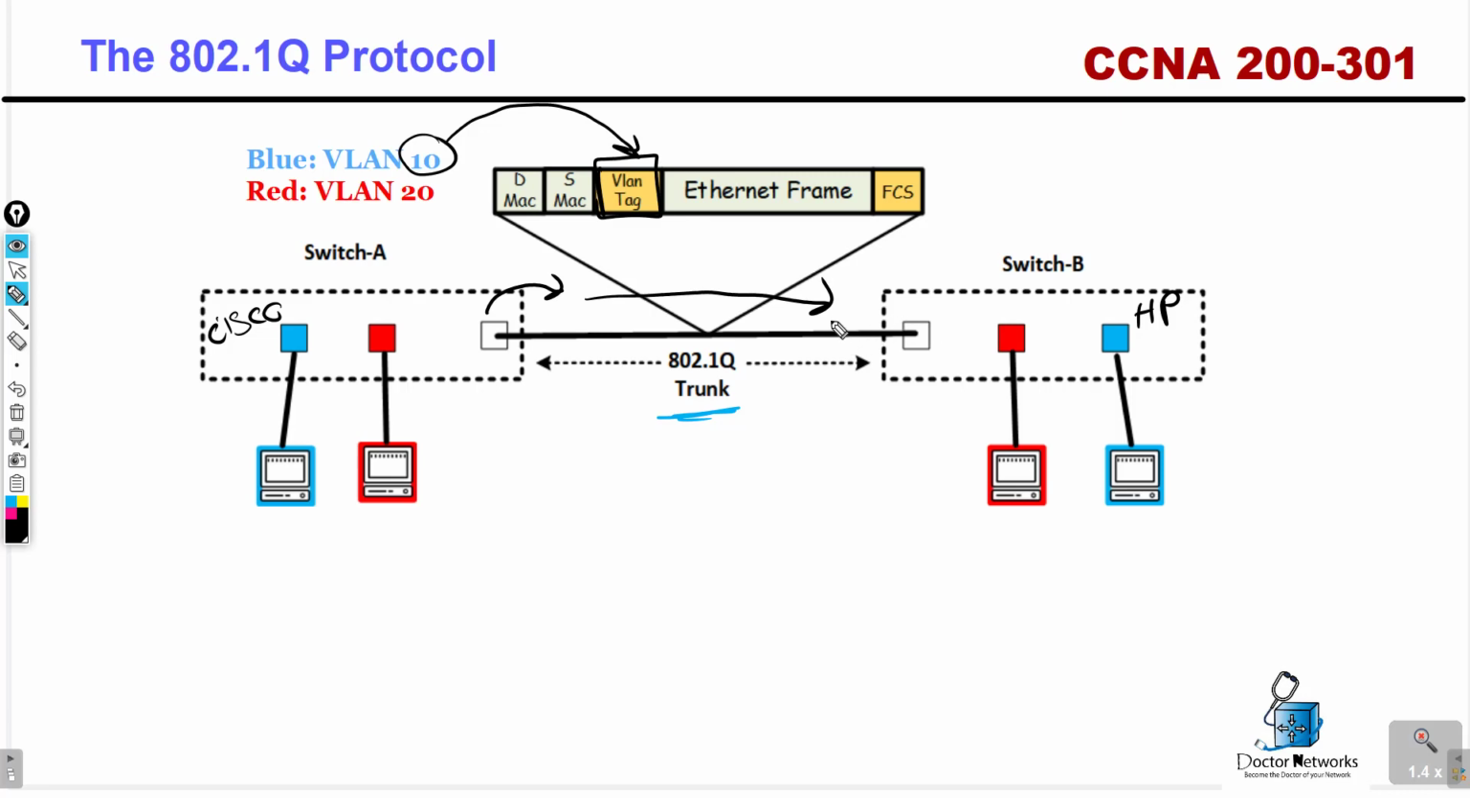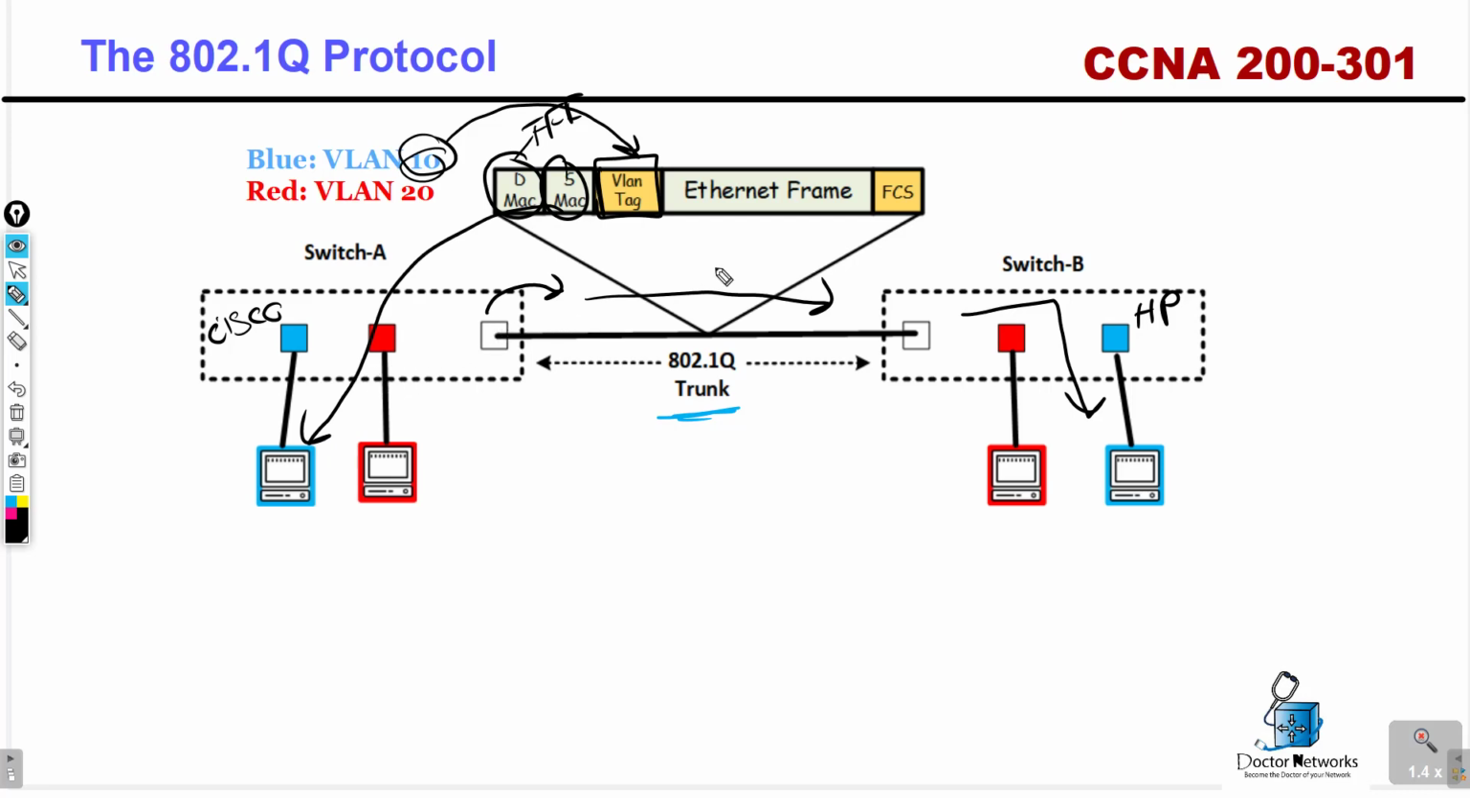Switch B gets it and untags the frame, and it knows that, okay, you want to go to VLAN 10. I'll be sending that frame, if it's a broadcast, out towards the blue guys. By the way, if it's a broadcast, the destination MAC address is all Fs, and the source MAC address is the MAC address of the one PC or end device that is originating the broadcast.